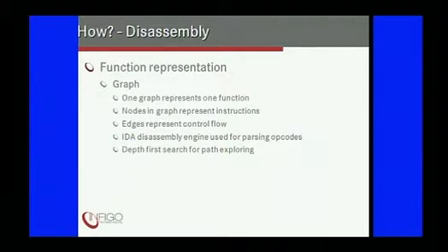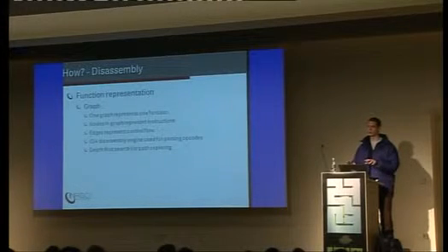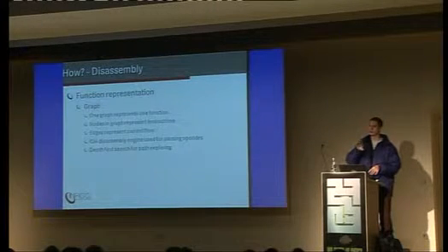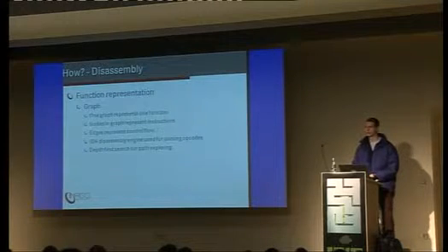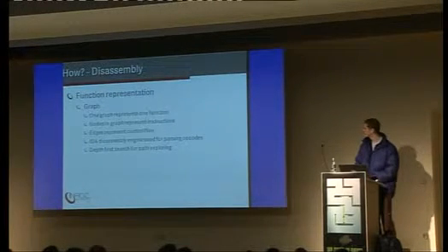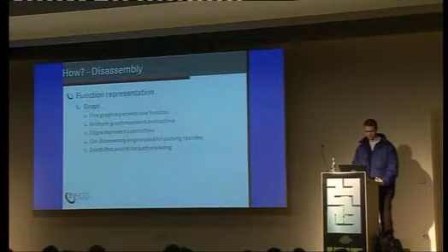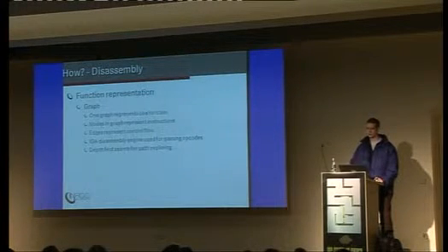So, a function is represented as a graph. A graph contains nodes. Each node in the graph is represented as an instruction. So you can model the control flow of every instruction and have branches associated with each node. Edges represent control flow, and this is either disassembly engine used for parsing of code. This proved to be somewhat not exactly the optimal solution using either for this, but I'll discuss later some troubles associated with this. And depth first search is used to explore all the possible disassembly views of code.